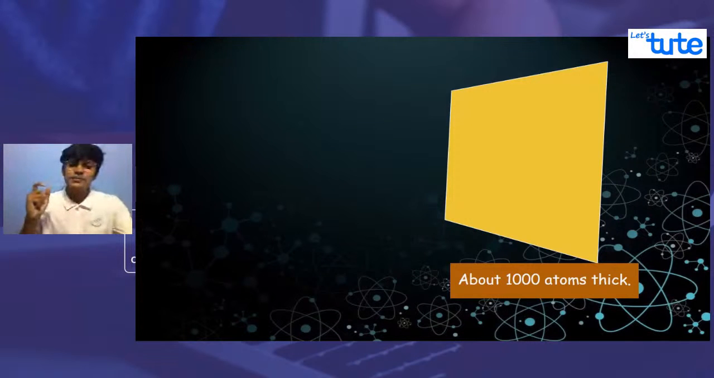1,000 atoms. And 1,000 atoms, don't get it wrong, is actually very thin. It was only 1,000 atoms thick, so that means it's very thin. So he chose gold foil because it can be drawn into a very thin sheet, about 1,000 atoms thick.